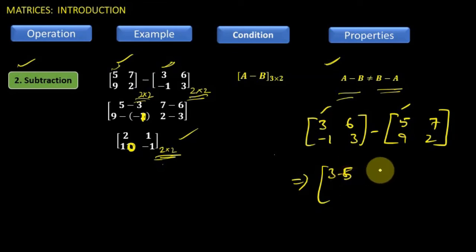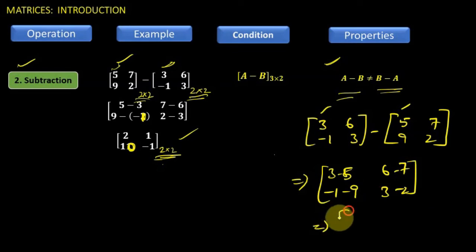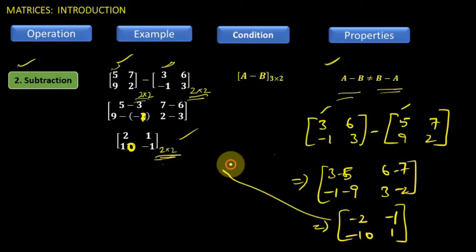3 minus 5, then 6 minus 7, here minus 1 minus 9, and here you will get 3 minus 2. The resultant matrix is minus 2, minus 1, minus 10, and here 1. So obviously you will not get the same result. Okay. So therefore A minus B is not equal to B minus A.